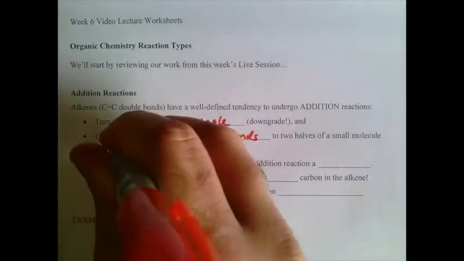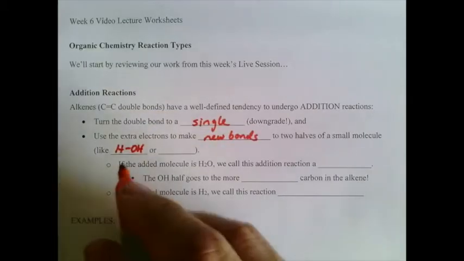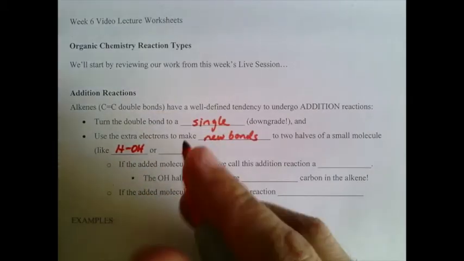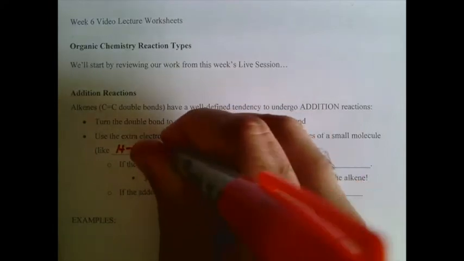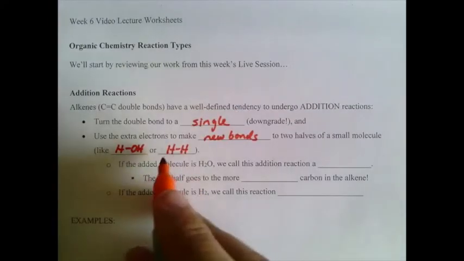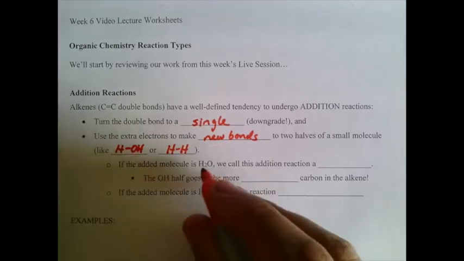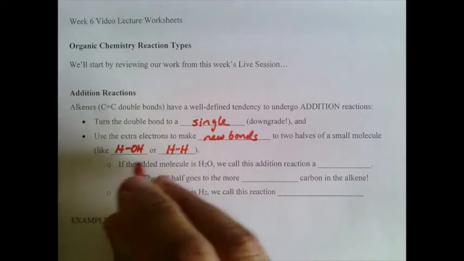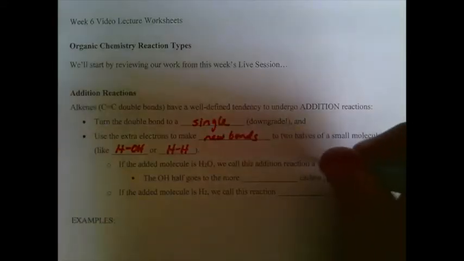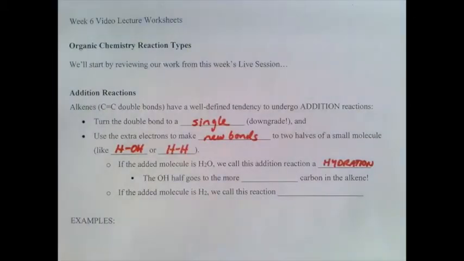We looked at the HOH, the water molecule here, that would split this way and kind of asymmetrically. We also looked at H2, which would be H and H, and in that case we would split that in half and add a hydrogen to each side. We had different names for these depending on what it was that we were adding. So when we did add water, H2O, HOH, we called it hydration. Just like when you add water to yourself, you get hydrated.